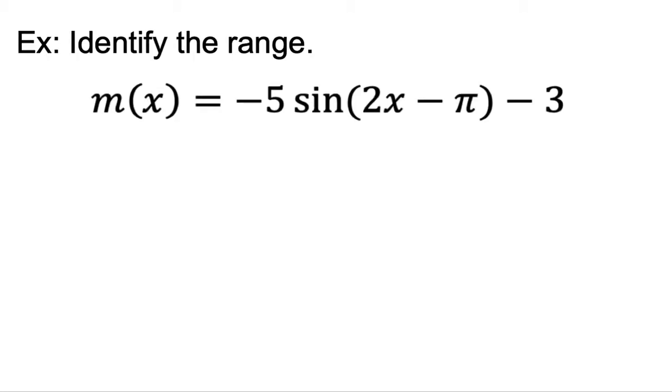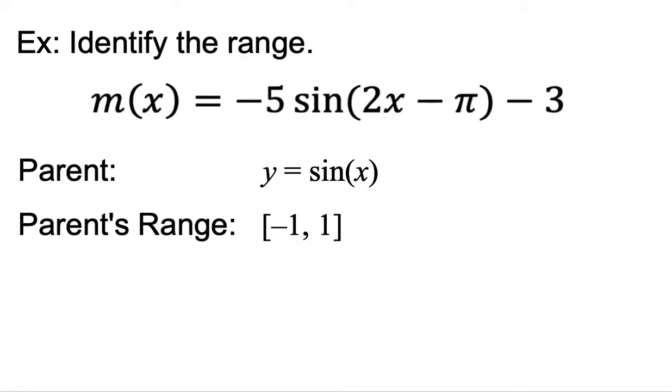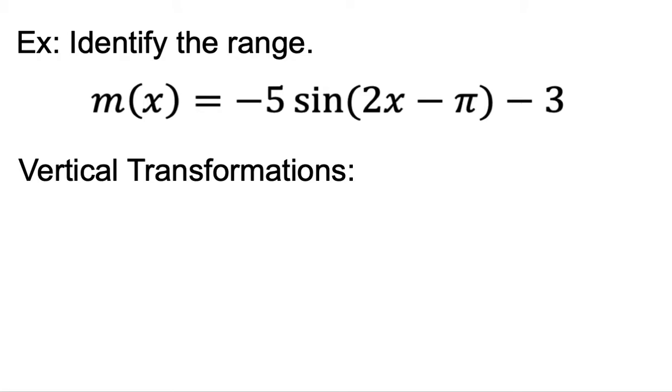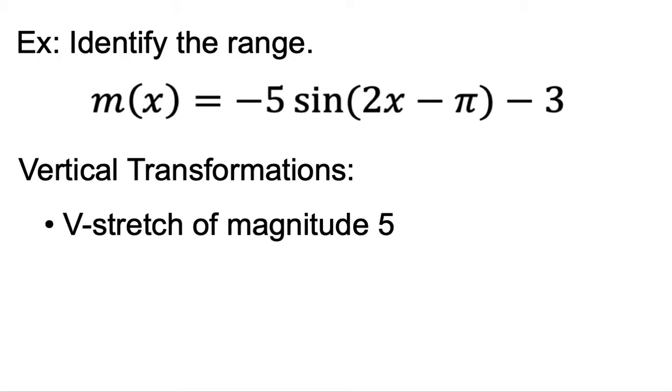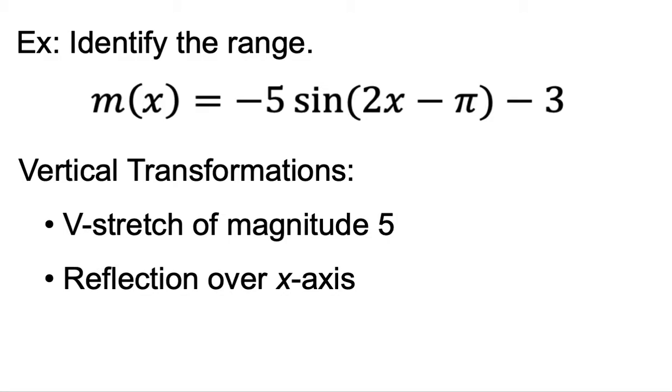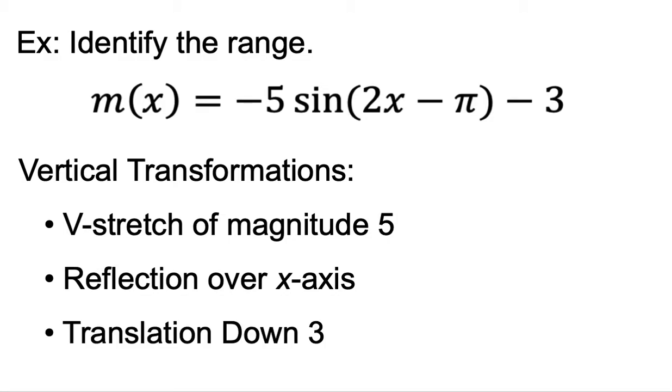If m of x equals -5 times the sine of 2x minus pi, minus 3, we'd like to find the range. In this case, the parent function is y equals sine of x, whose range is -1 inclusive to 1 inclusive. The vertical transformations in this case are a vertical stretch of magnitude 5, a reflection over the x-axis, and a translation down 3 units.